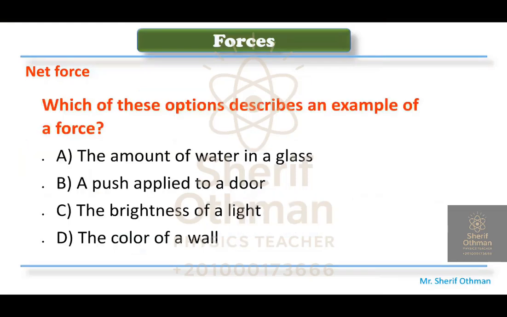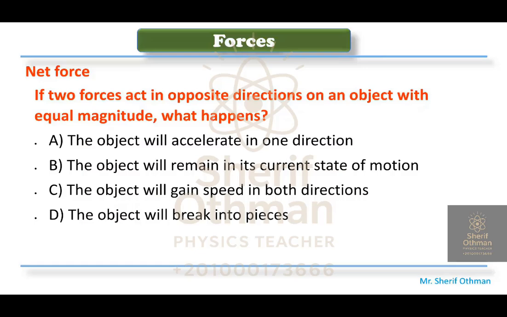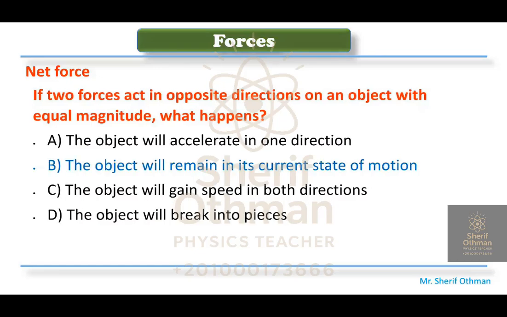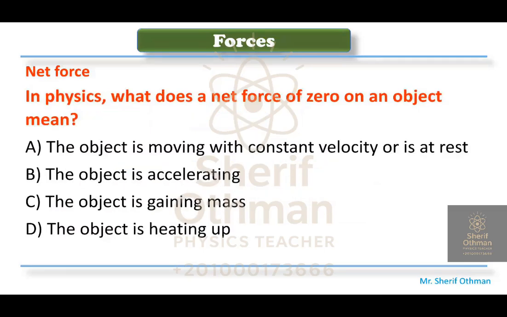Which of these options describes an example of a force? A push applied to a door. If two forces act in opposite direction on an object with equal magnitude, what will happen? The object will remain in its current state of motion. In physics, what does a net force of 0 on an object mean? Net force of 0: the object is moving with constant velocity or remains at rest, which means no net force is applied.